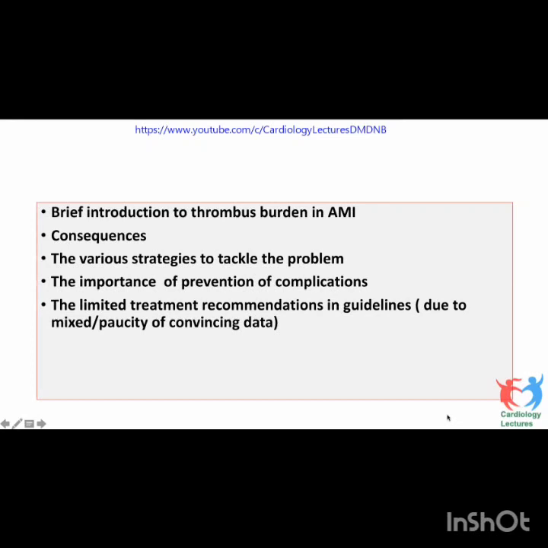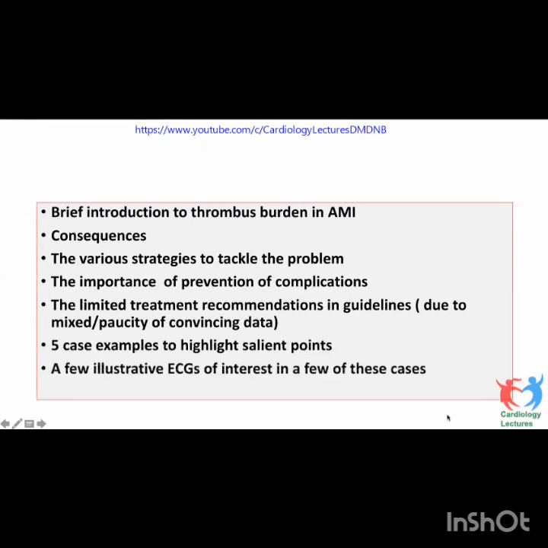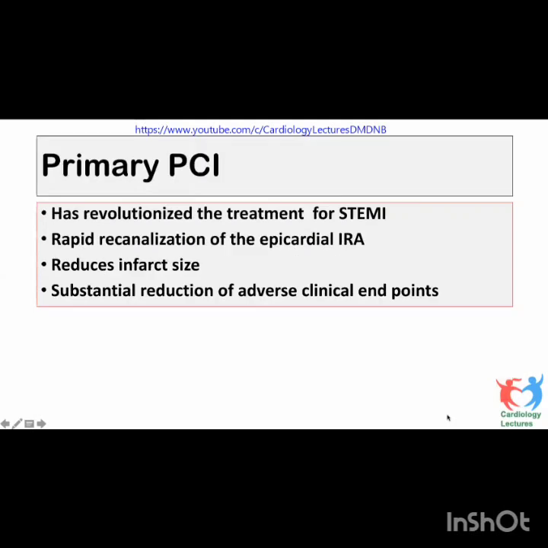You don't have a class of recommendation, one kind of guidelines in this particular area, because of the paucity of convincing information in the literature. And we will briefly go through 5 case examples to highlight salient points. Each case will have something to help us learn about thrombus. And to break the monotony, I have taken the liberty to include a few illustrative ECGs of interest in a few of these cases, which really mattered to the treatment in these patients.